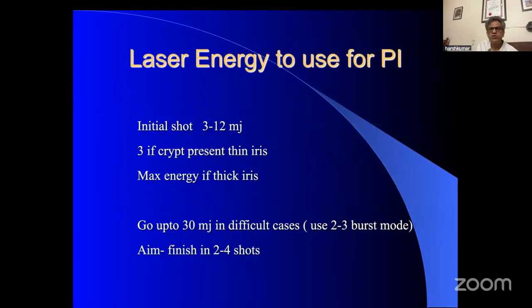Many times I get a phone call, sir, how much energy to use? The hard fact is, if you have a new laser, you can go through very easily. If it's an old laser, you'll need more. Try and aim for 3 to 4 shots. If you're going through in one shot, then you may even create a subluxation. If you take too many shots, then you're just chipping the iris and the pigments get spread all over the anterior chamber and you won't be able to get through. And for God's sake, don't tell them that it's a 2-minute job. The day you say it's a 2-minute job, you won't be able to get through.